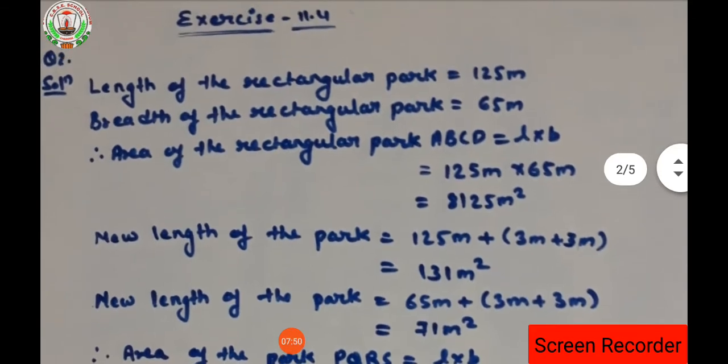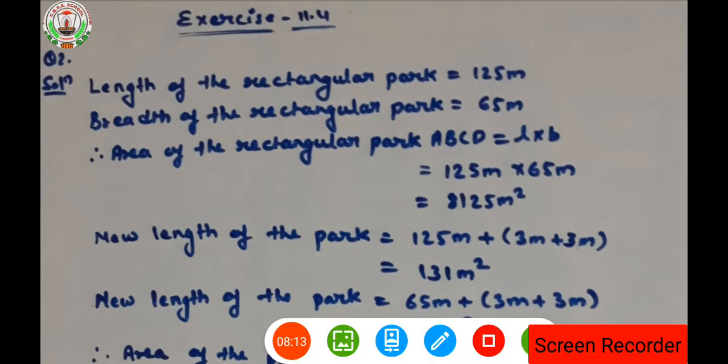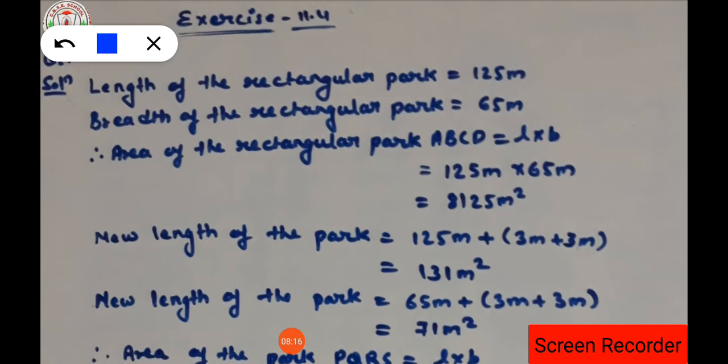In question number 2, please look in your book: a 3 meter wide path runs outside and around a rectangular park of length 125 meter and breadth 65 meter. Find the area of the path. Again, it is the same as question number 1 itself. We have one park, and this is the park. Its length is 125, and its breadth is given as 65.